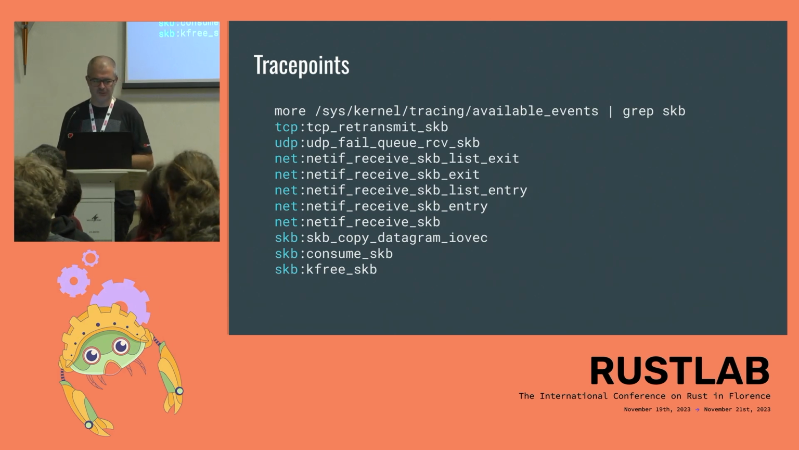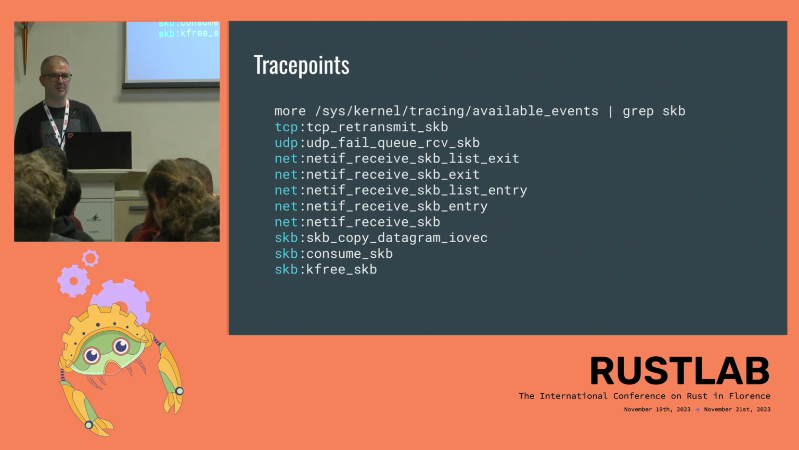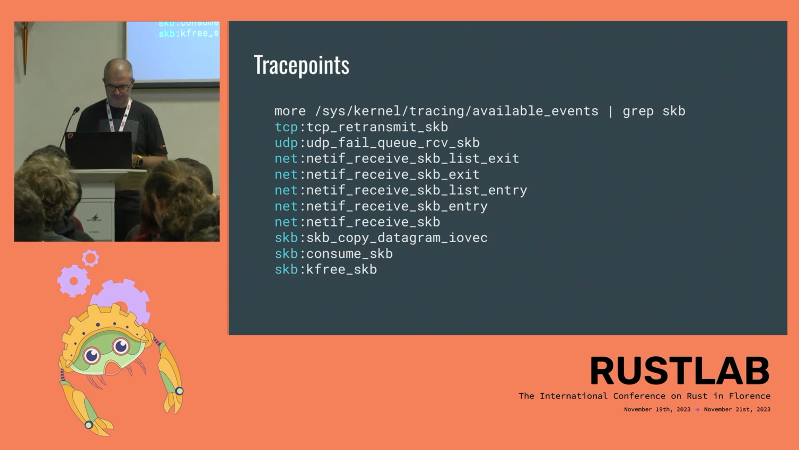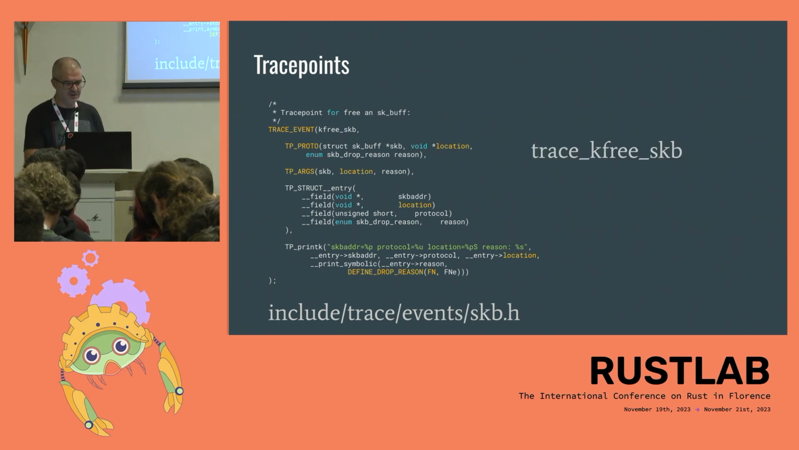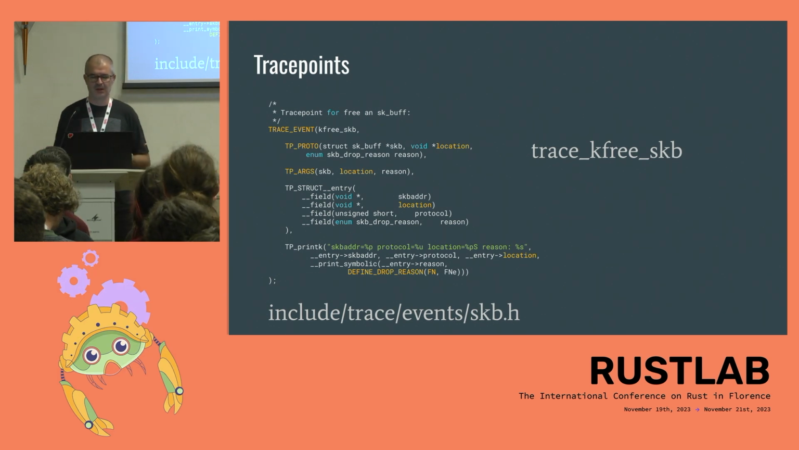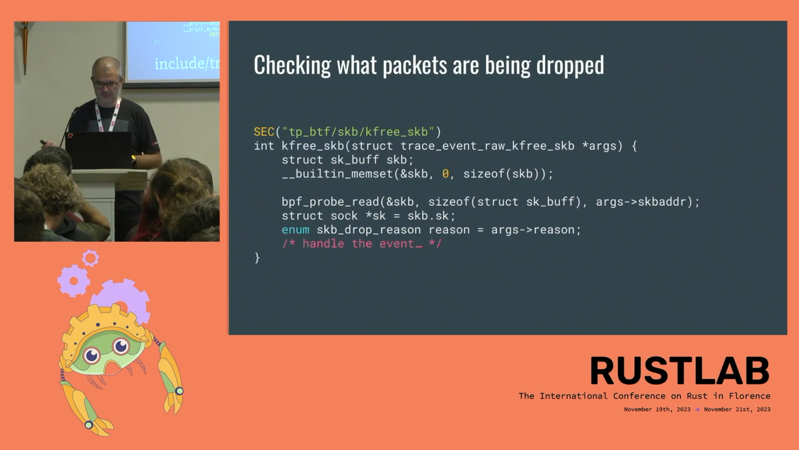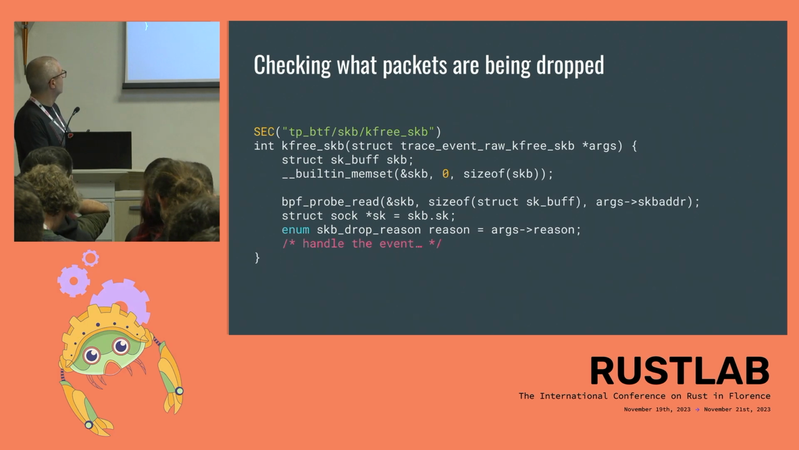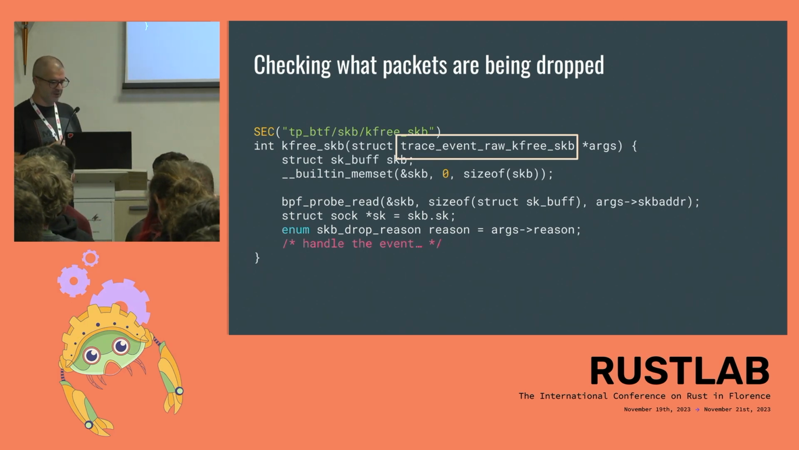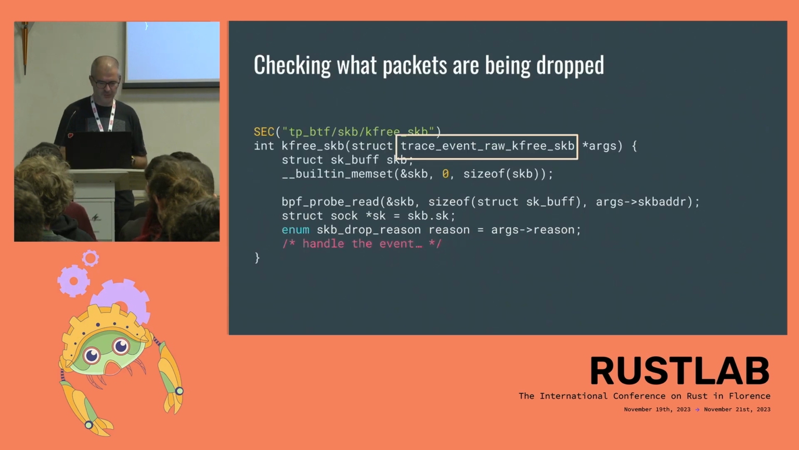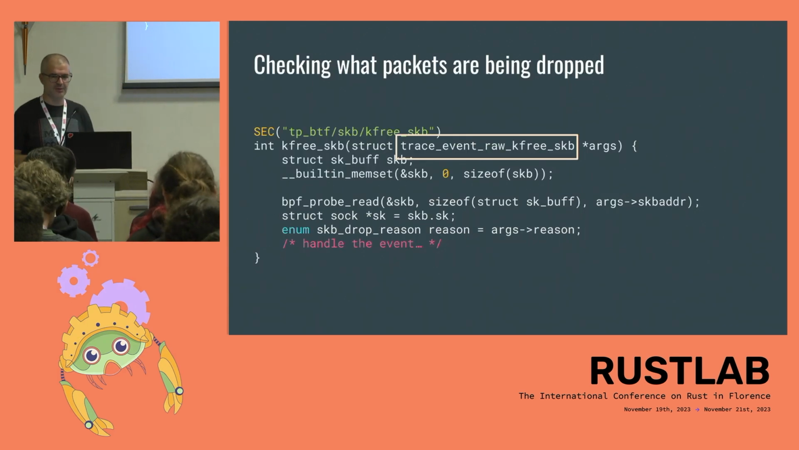In this case, I tried to look for all the available tracepoints related to the socket buffer. In the Linux kernel, you have the definition with a lot of parameters, and it will build a trace.something event that you can find in the kernel source. By doing that, we can check what packets are being dropped. We can have a hook to the free socket buffer tracepoint, and we get the parameters for free from that include file, and then we can check the reason for the drop.